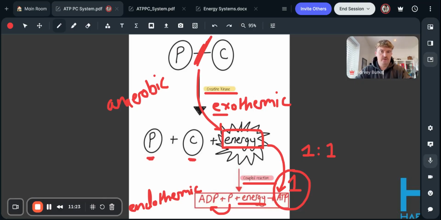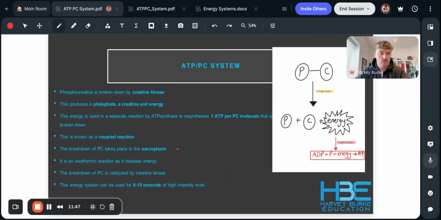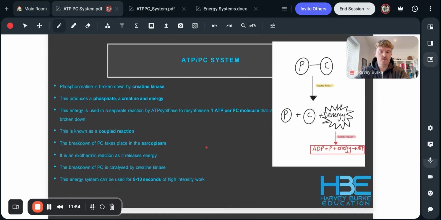something along the lines of, outline or explain how a 100-meter sprinter resynthesizes ATP during the race, something along those lines. So you'd get a mark for just identifying that it's the ATP-PC system that's the most dominant one. So that's how you explain what's going on in the ATP-PC system. Underneath, I have just written it all out as well, but everything that is mentioned there is literally what I've just outlined here. This is purely just for your notes.